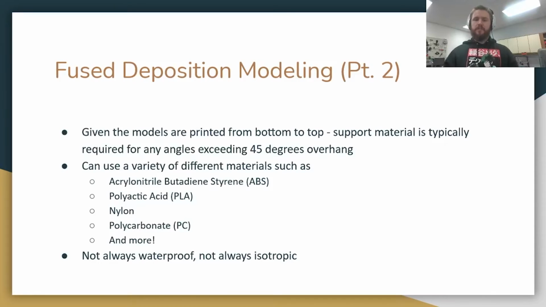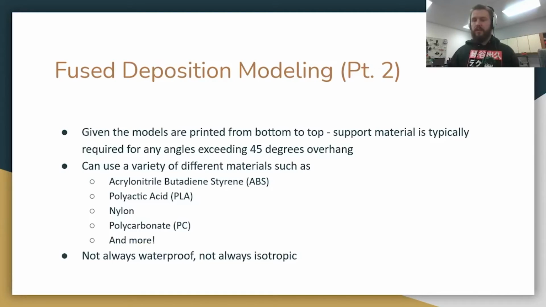Another thing about fused deposition modeling, given that they're printed from the bottom to the top, as we mentioned earlier, is that there's support material that needs to be printed for any angle going over 45 degrees. So if your model has a slant, oh, I have another wonderful example right here. I think this is a boat, I'm not sure. If your model has a 45-degree slant, you may have to put supports under there so that the 3D model doesn't droop while it's printing. And then those supports are removed after the print is finished using pliers.